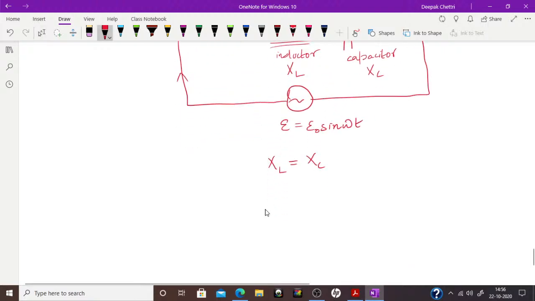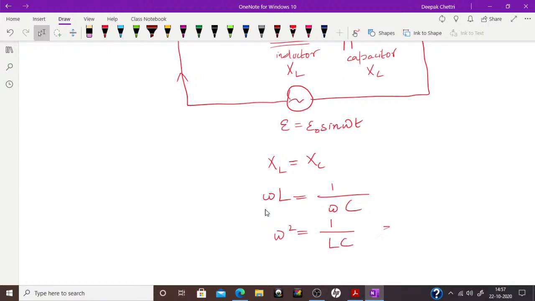Now formula for XC I have shown you on top, it's 1 by omega C. Formula for XL will be omega L. Now if you cross multiply you will get omega square equals 1 by LC. So omega will be equal to 1 by root over LC. So when the value of omega is equal to 1 by root over LC, in that case your current and voltage will travel together and they will be in phase.